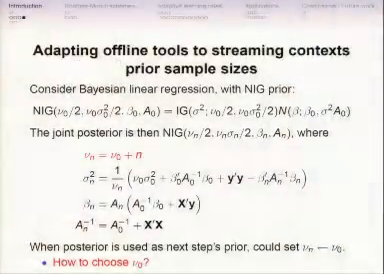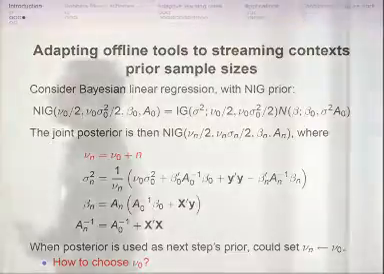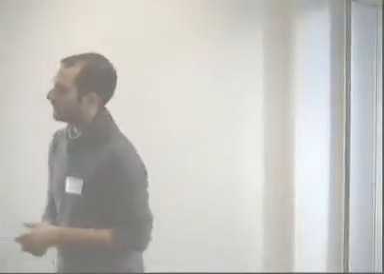So another example that I've been recently working on is prior sample sizes in Bayesian sequential learning. I know that many of you do work with Bayesian methods, especially with sparse problems. They tend to dominate. So I thought of also adding this example.